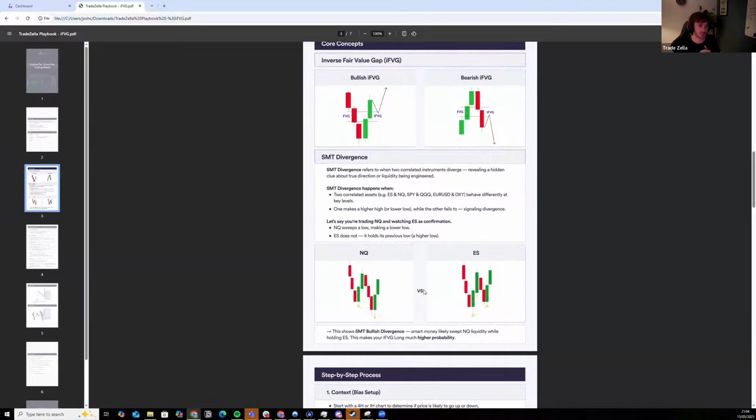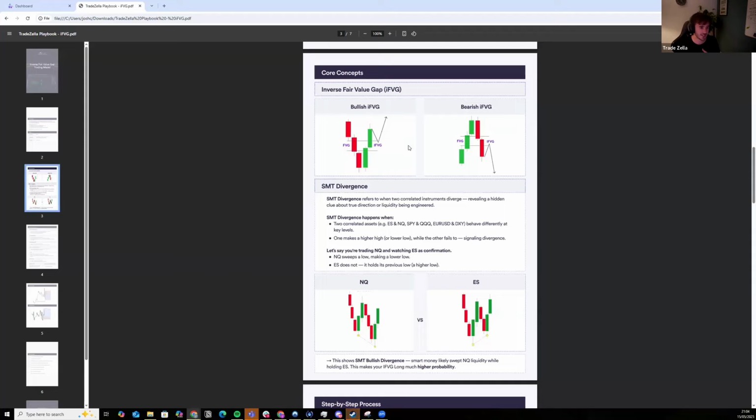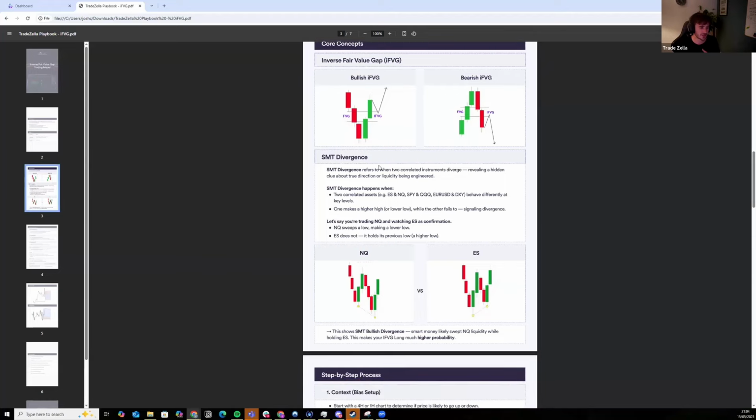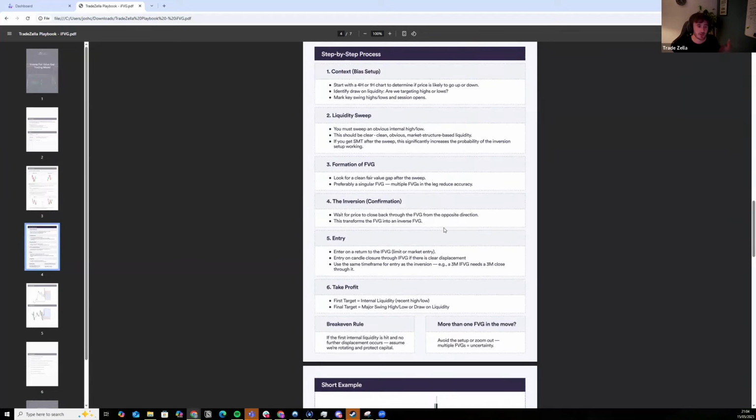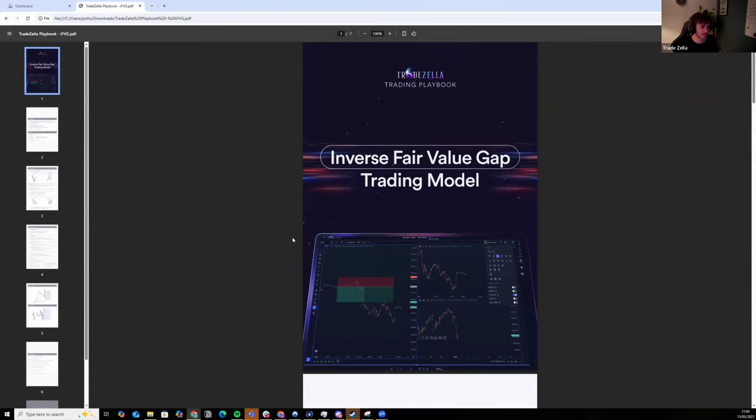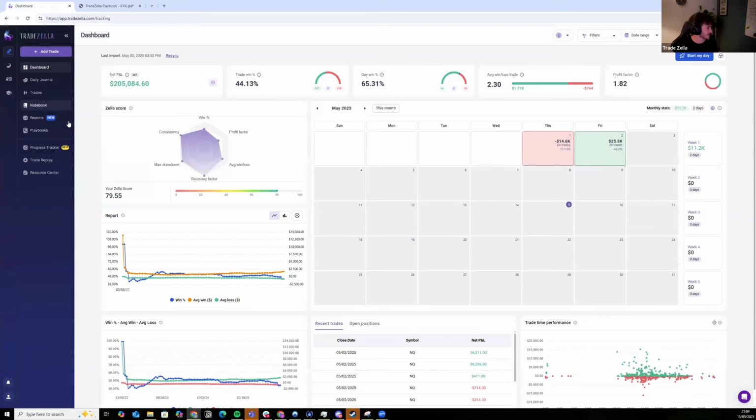So we're going to be pairing SMT with IFVGs as an extra confirmation to increase the probability of our trades. By the end of this, we're going to backtest a month together, and we'll see what the win rate is, what the risk to reward is, and all these stats together. If it's something you like the look of, you can go and backtest it yourself at the end of today. So let's jump straight into it.